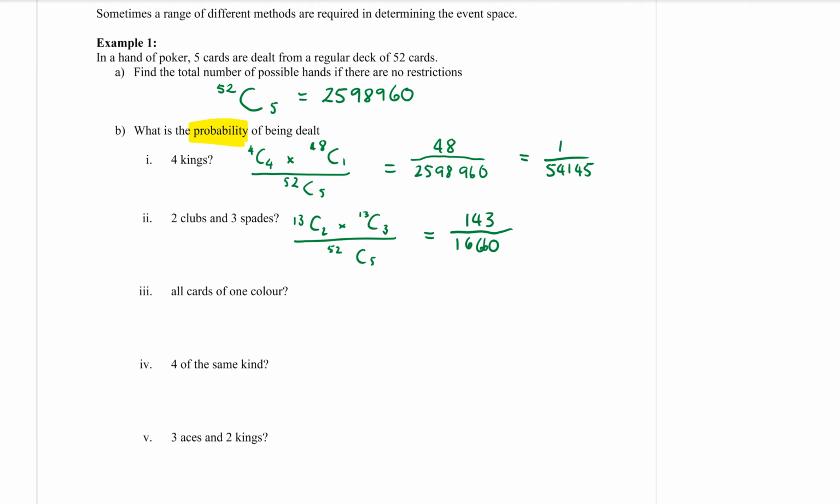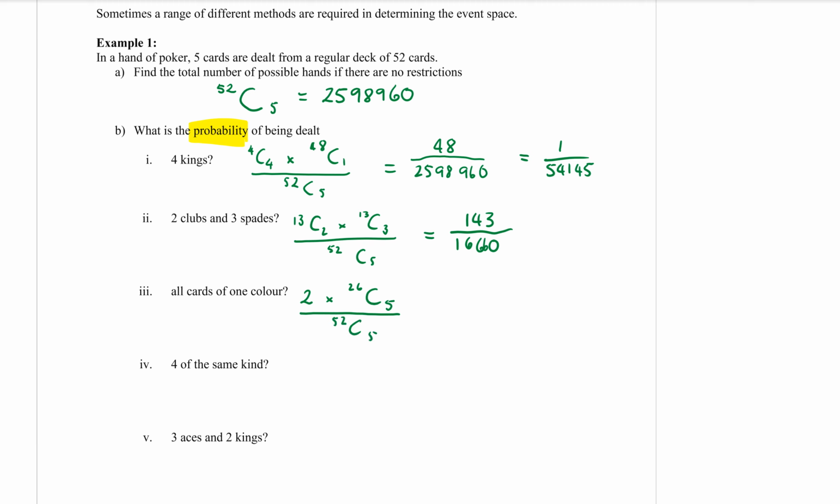All right, part 3. All the cards are one color. Now we don't know if they're going to be red or black, so there are 2 choices to start with. We have to choose red or black. Then let's say we choose red out of those 2 options. There are going to be 26 red cards, 26C, and I want 5 red cards. Does that make sense? Choose the color first, and then 26C5 over the total.